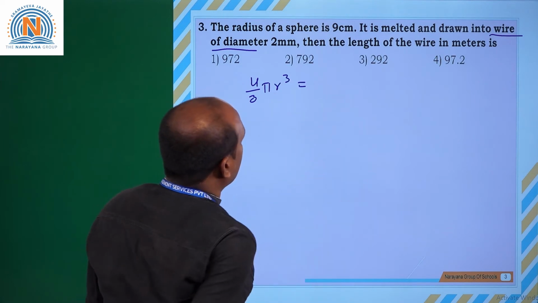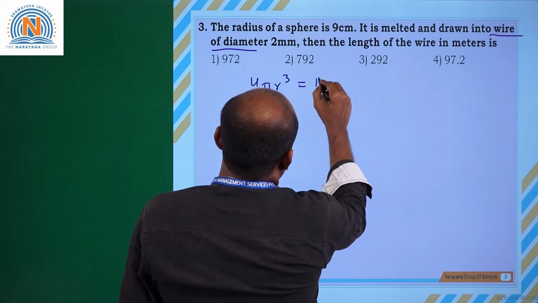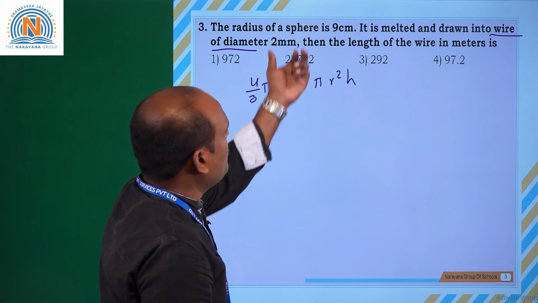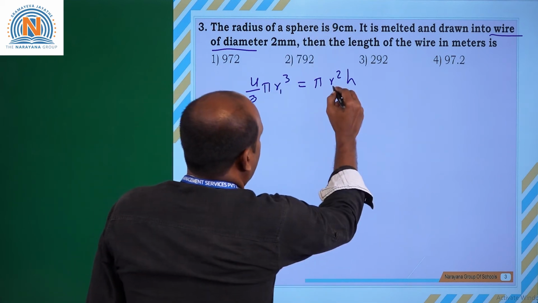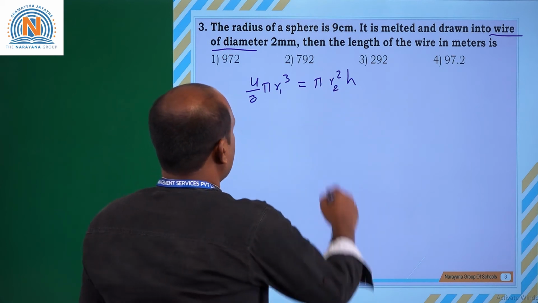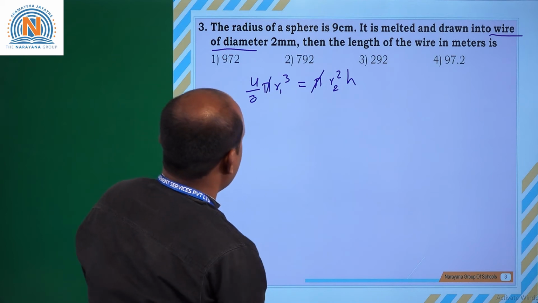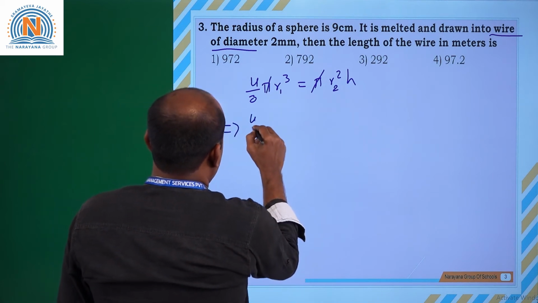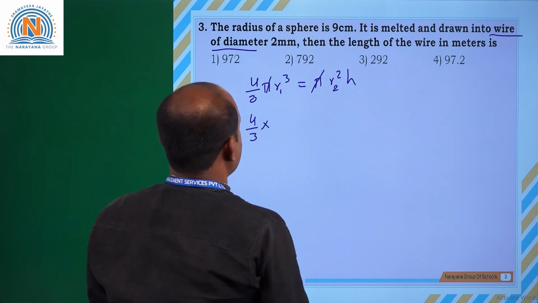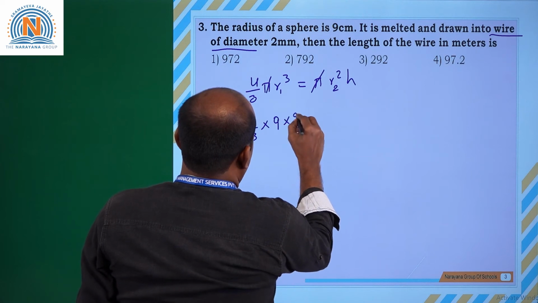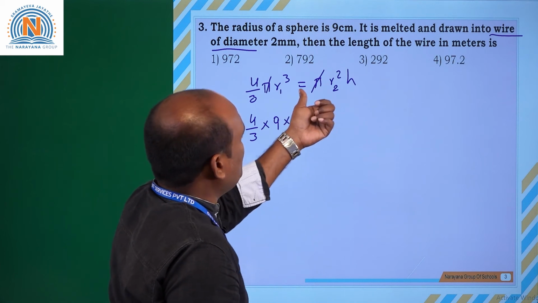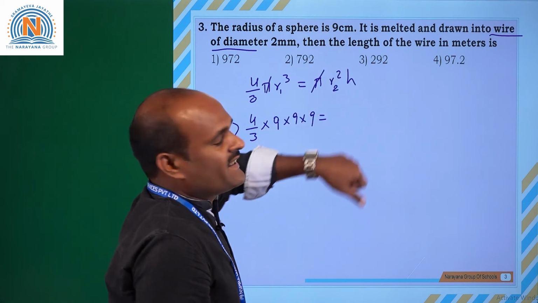Volume of the sphere is equal to volume of the cylinder, that is pi r square h. Here I will take r1 as the radius of the sphere, and r2 as the radius of the cylinder. This pi gets cancelled. That implies 4 by 3 into r1, where r1 is the radius of the sphere, that is 9. 9 into 9 into 9, 9 cube, right, is equal to r2 square h. What is r2? r2 is the radius of the cylinder, means the wire.